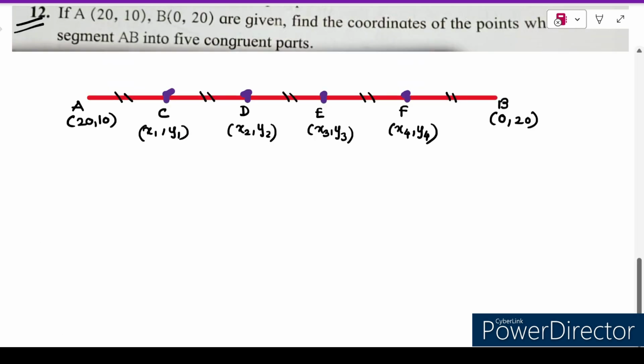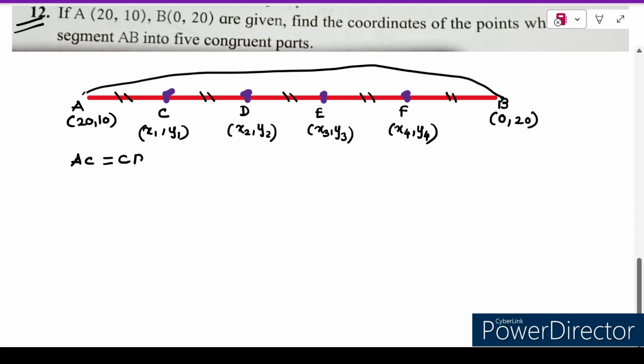Coming to question number 12. If A (20,10) and B (0,20) are given, find the coordinates of the points which divide segment AB into 5 congruent parts. Here is a segment AB. This segment AB is divided into 5 congruent parts, that is AC equals CD equals DE equals EF equals FB, and let us consider that each equals X.